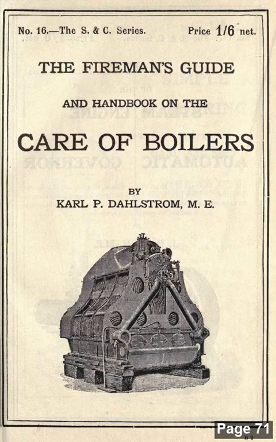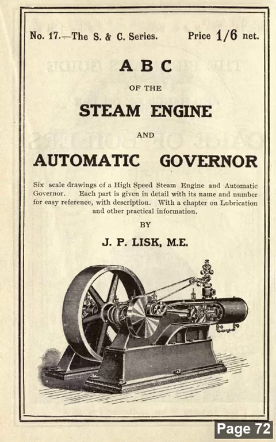No. 16. The S and C Series, price 1/6 net. The Fireman's Guide and Handbook on Boilers, by Carl P. Dahlstrom, M.E. No. 17. The S and C Series, price 1/6 net. ABC of the Steam Engine and Automatic Governor, scale drawings of a high-speed steam engine and automatic governor. Each part is given in detail with its name and number, for easy reference with description, with a chapter on lubrication and other practical information.